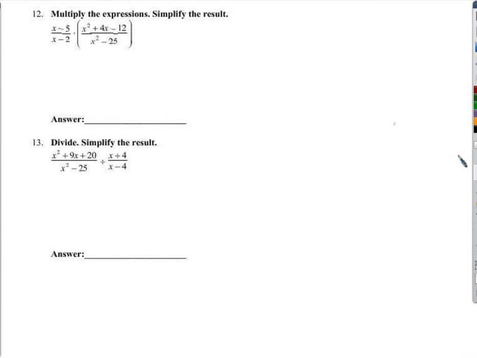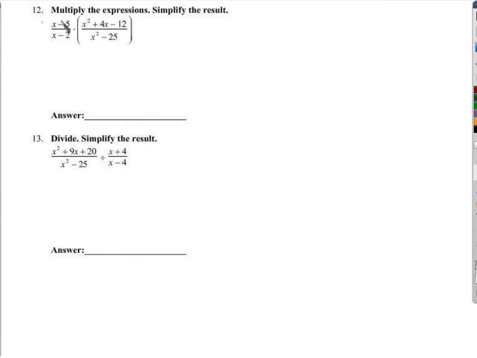Essentially what we have here is one big fraction because we're just going to multiply numerators and denominators, so we can just treat it like one big fraction. Look for common factors again. This will be x plus 5 times x minus 5. This will be x plus 6 times x minus 2. Okay, so x minus 5 cancels with x minus 5, x minus 2 cancels with x minus 2. We have x plus 6 over x plus 5.